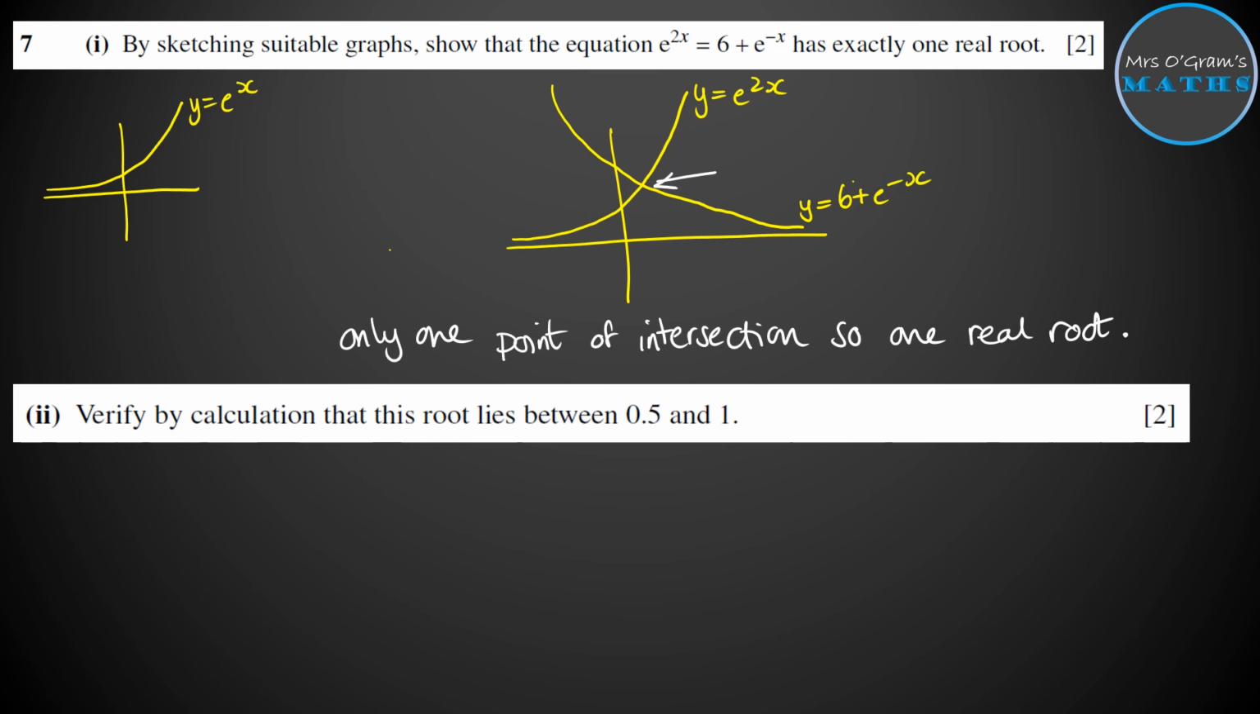For part 2, we want to show that there's a root between 0.5 and 1. So if we rearrange this to be e to the 2x minus 6 minus e to the minus x, then we're looking for a solution around that being equal to 0. So if we put in 1 and 0.5 and show that there's a change in sign, then we'll show there's a solution between them.